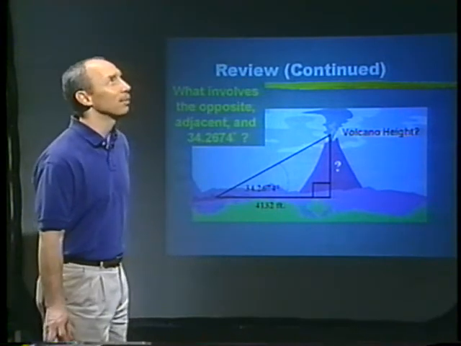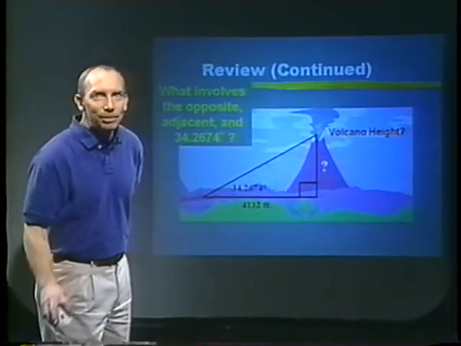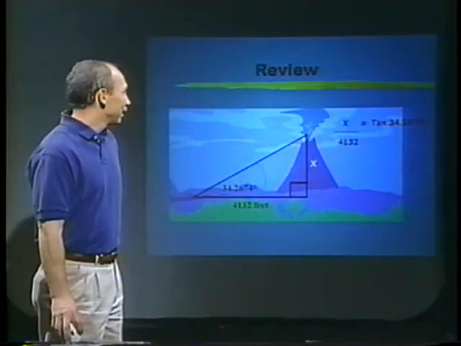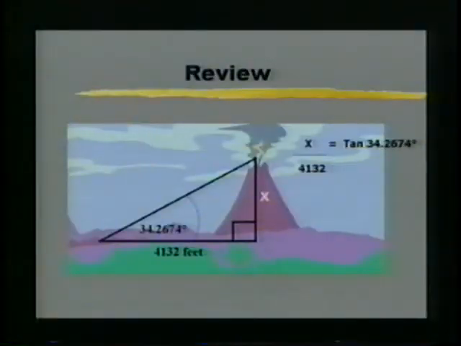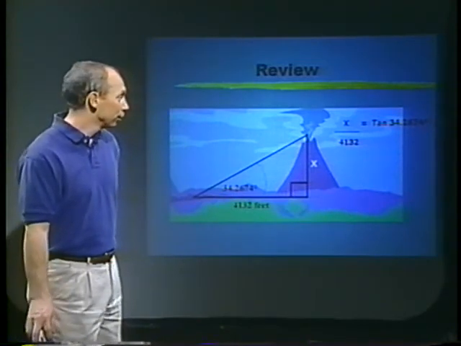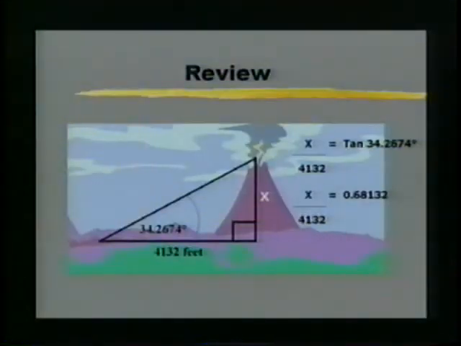Now I'm ready to say, what involves the opposite, the adjacent, and 34.2674 degrees? Opposite and adjacent, opposite and adjacent. That's the tangent. So let's see. The opposite, x, over the adjacent, 4,132, is the tangent of this magic number, 34.2674. Now, the next thing to do would be to take the tangent of 34.2674 on your calculator, and you're going to get 0.68132, or close to that. You type in tangent and 34.2674.